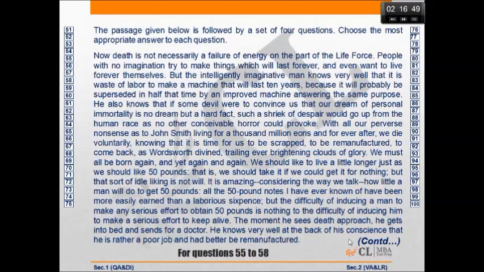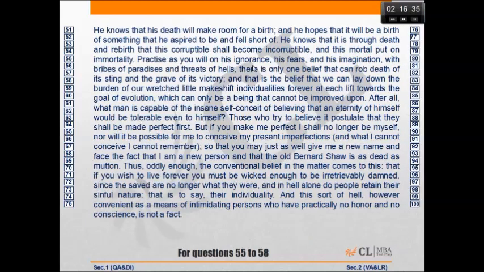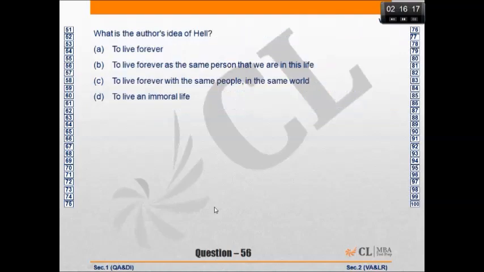Okay. What next is death. Passage 2 is 55 to 58. Now, death is not necessarily a failure, etc. John Smith, 1,000 millions, 50-pound notes. The moment he sees death approach, he knows his death will make room for birth. Practice as well, ignorance, insane self-conceit. Okay, this is about death. I don't have any specific opinion on this one. This is a short passage, only 2 slides or less than 2 slides actually, but I am not sure if I want to do it.